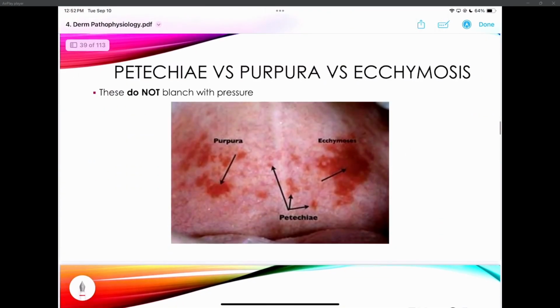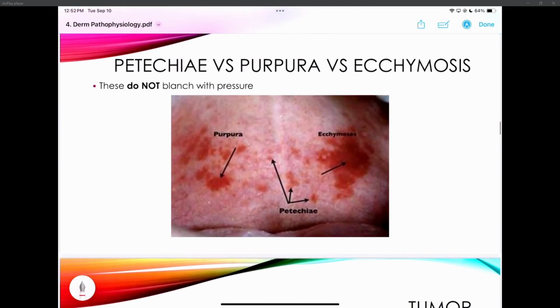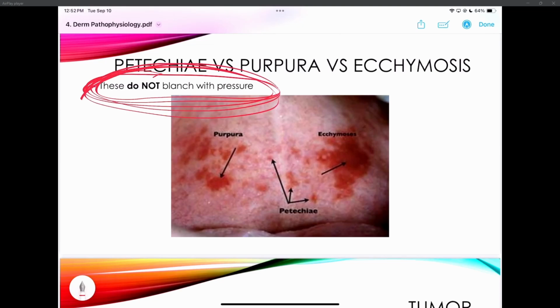Petechiae versus purpura versus ecchymosis. Again, this slide shows you the different sizes of the lesions. However, they do not blanch with pressure. You'll put your finger on these lesions and push down on them. They don't go away like cap refill does. They will stay there. So it's very important with derm lesions that you feel these lesions. You want to see if they're raised or not. You want to see if you blanch them, do they go away as you push down on them? These will not. They will not go away because the blood is in the skin.